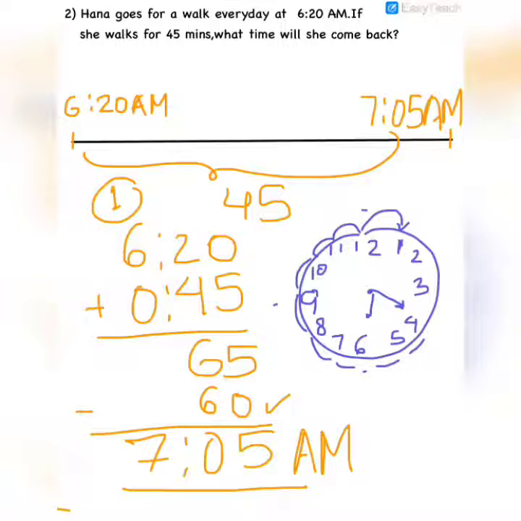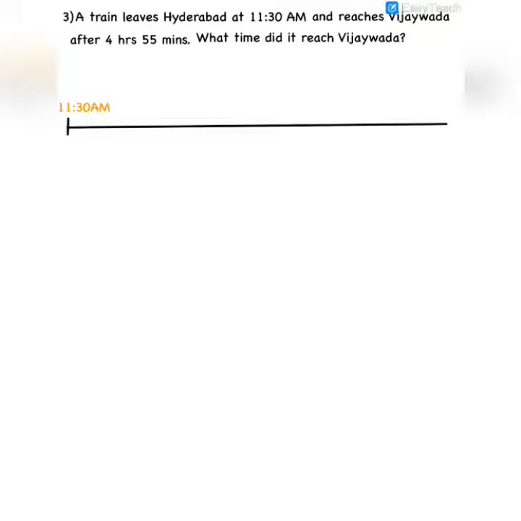After completion of 45 minutes, we have reached here. That is, the minute hand will point at 1, and when it points at 1, what is going to be the time? The time is going to be 7:05, because 1 denotes 5 minutes. So this is it. Then we have another question.